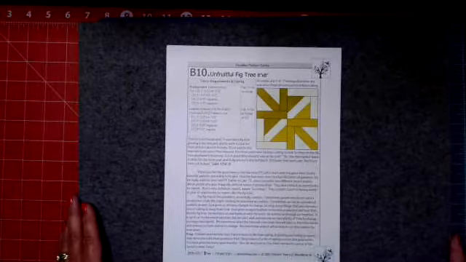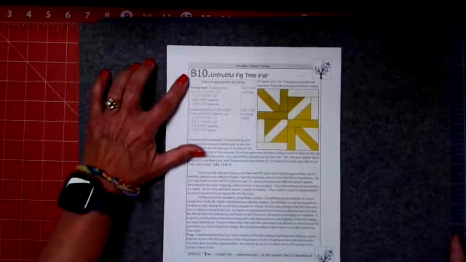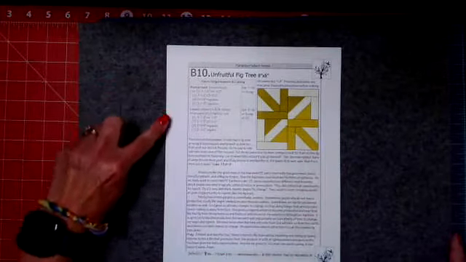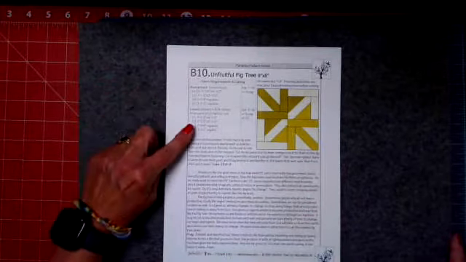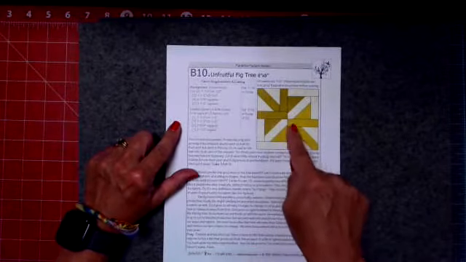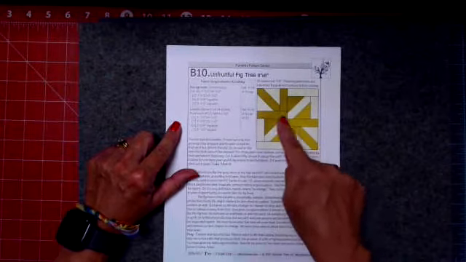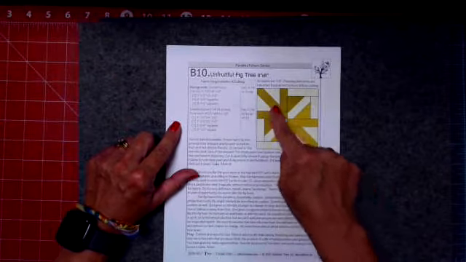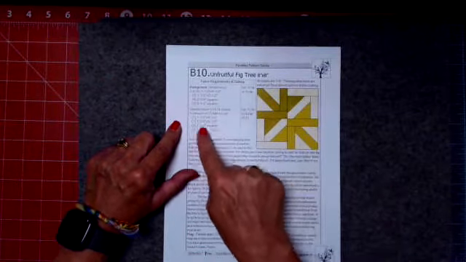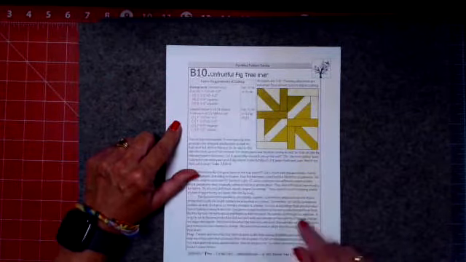Let's take a look at the pattern. Block 10, Unfruitful Fig Tree, is an 8-inch finished block. On page 1, I include the instructions that tell you how to cut your units. And you'll notice that on the pattern, I have 2 shades of green. You could make your leaves for the tree the same color on both sides. It's entirely up to you. But here in the instructions, I have you cut from 2 fabrics.